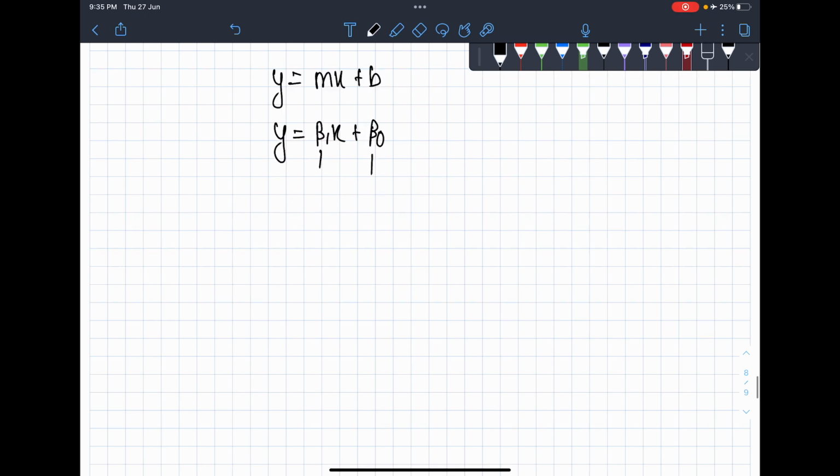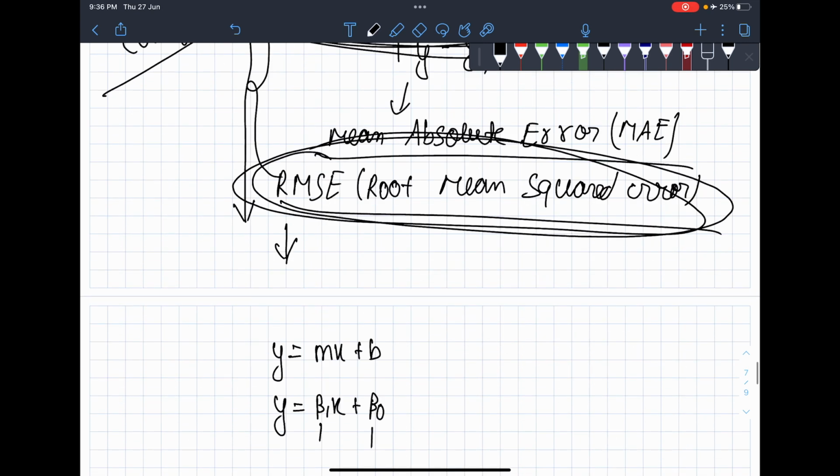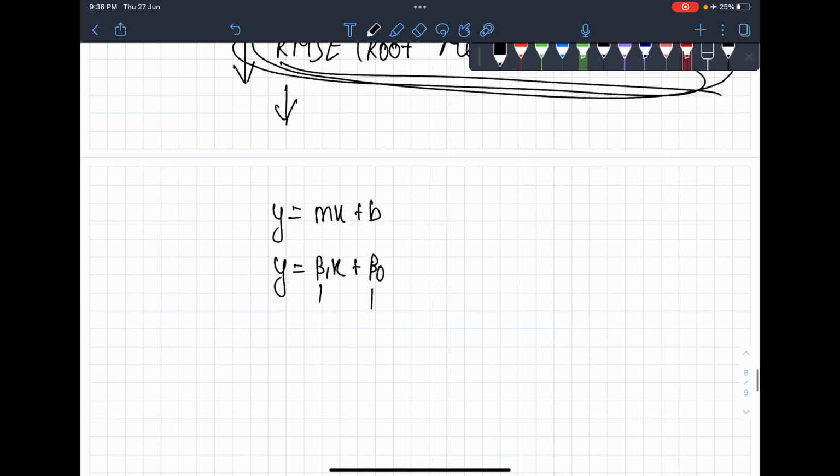What I'm saying is, when we put some values into beta 0 and beta 1, we get a line. If we put new values in beta 0 and beta 1, we will get different values and a different line. If the line's cost function, which is mean squared error, or RMSE, root mean squared error, is low, then these parameters are good.